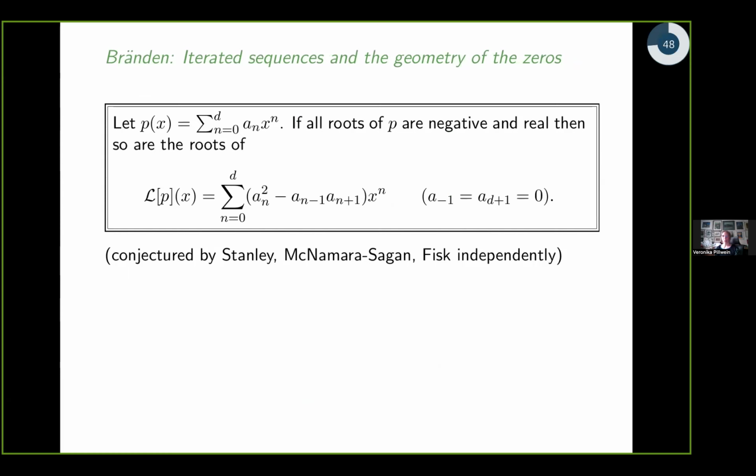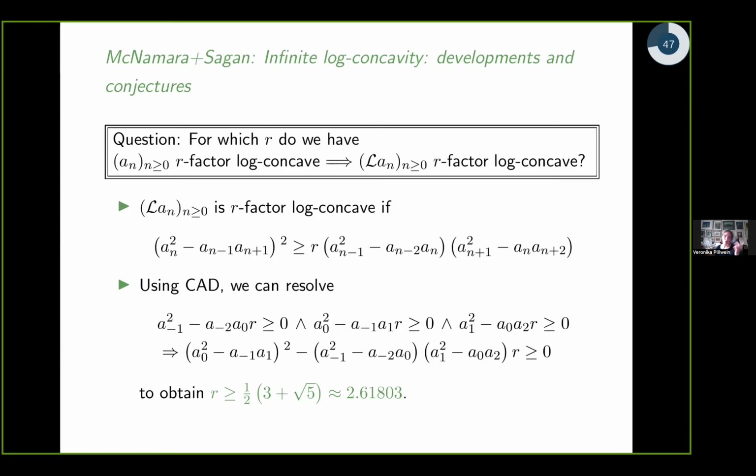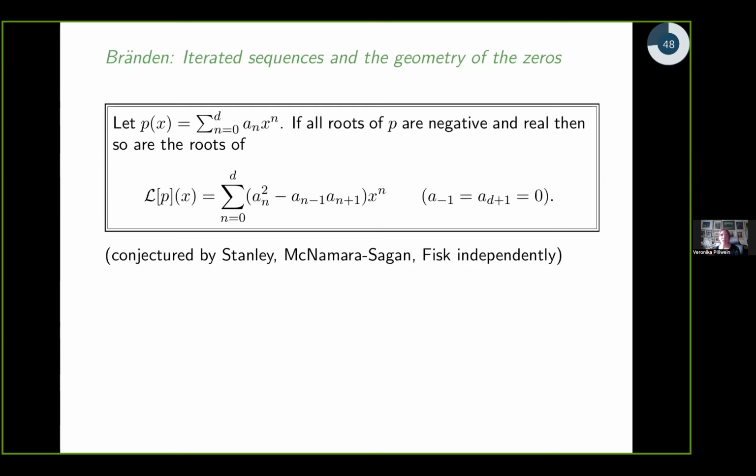Okay, this is nice, but it doesn't help for the binomial coefficient. For instance, it helps for some sequences, but not for the binomial coefficient to show infinite log concavity. And one breakthrough in results concerning infinite log concavity was a result by Brandon. He showed that if the roots of this polynomial that we saw earlier in Newton's result are negative and real, then so are the roots if I apply the L operator. And as such, the sequence a_n is infinite log concave.